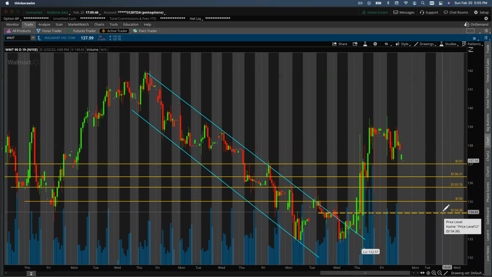So these are the levels of Walmart, and those are some of the reasons why I took that trade. Basically, I had to break above that 135 resistance level. We were in that downtrend following, once you broke out of it. Breaking that 135 level really indicated and confirmed for me that we were going to go higher and higher and higher.